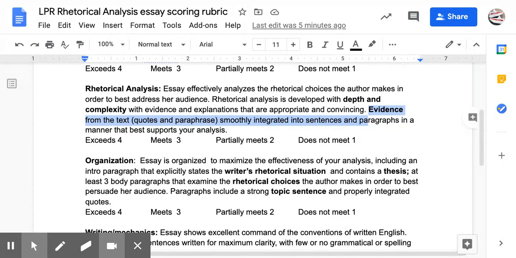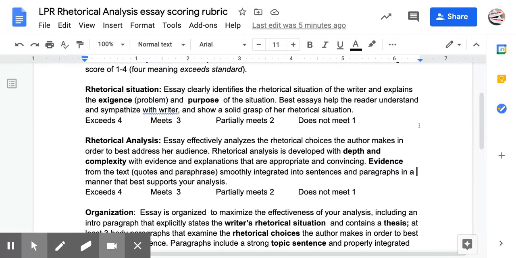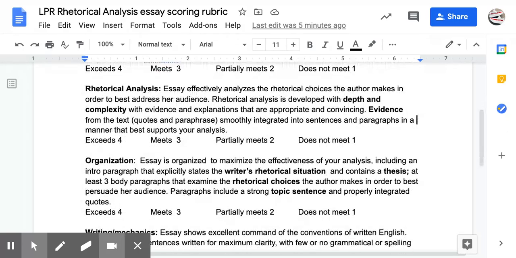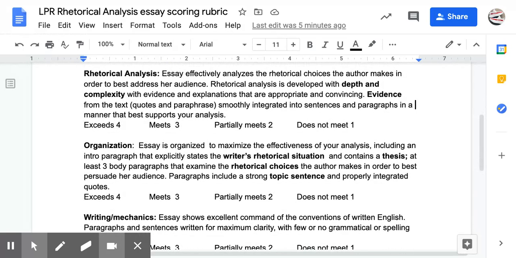So this is really the key. These first 2 criteria are really the key to the essay. Identifying the situation and then analyzing the rhetorical choices the author makes. And again, we have a 4, 3, 2, 1 system by which to grade it.